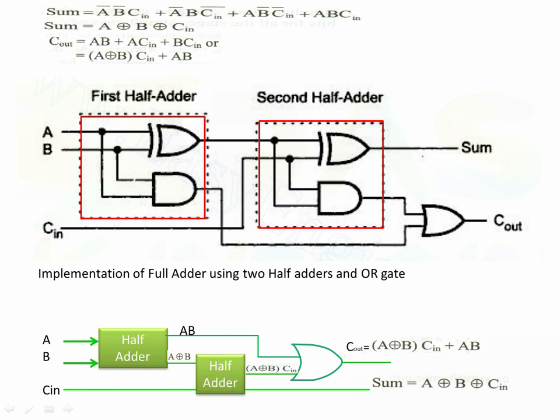And to get the Cout, we use one OR gate, where Cout equals A exclusive OR B Cin plus AB. That is the full adder realization by using two half adders. For the first half adder, outputs are AB and A exclusive OR B, and the second half adder outputs are A exclusive OR B Cin and A exclusive OR B exclusive OR Cin. So by using two half adders and one OR gate, we can realize the full adder circuit.